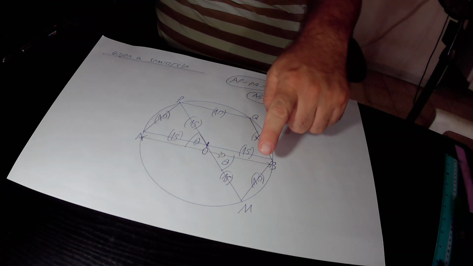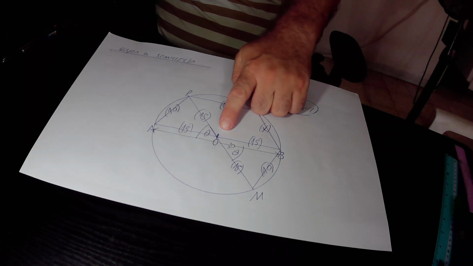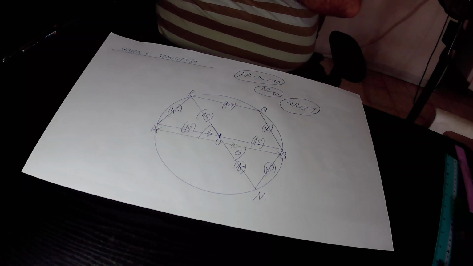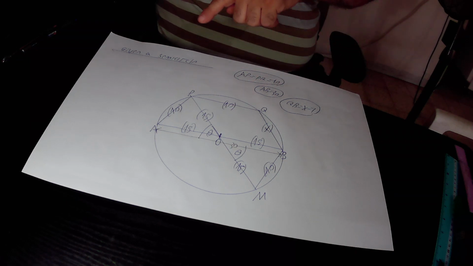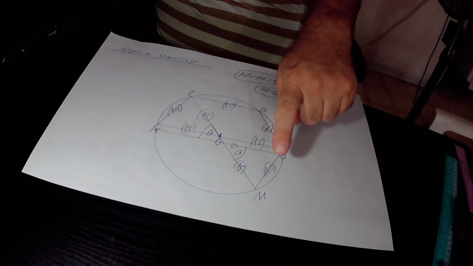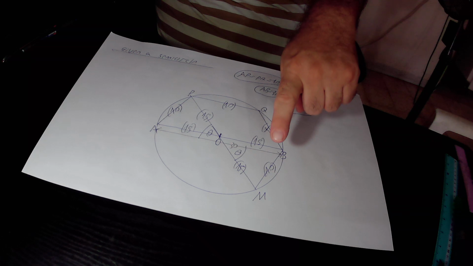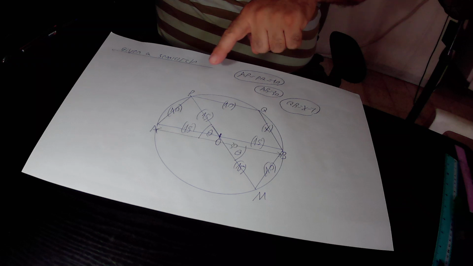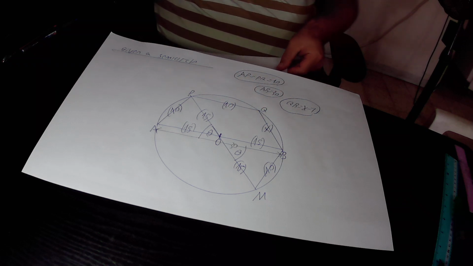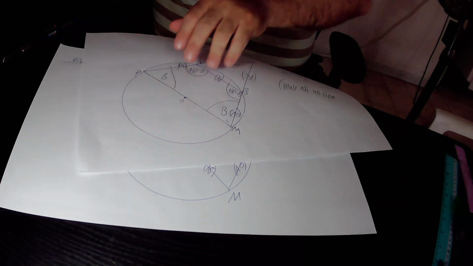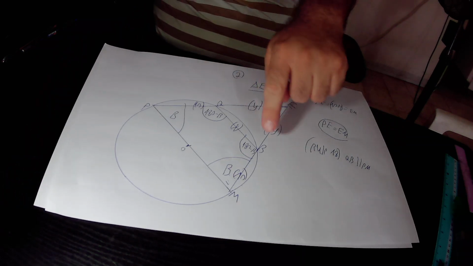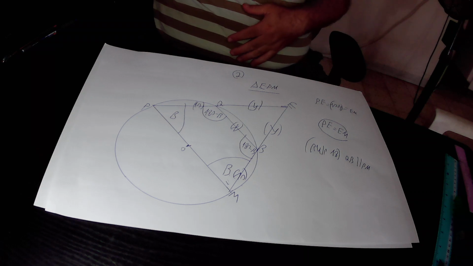Chord PM passes through point O, the center of this circle, and we know that any chord that passes through the center of a circle is a diameter of that circle. So PM is the diameter. So we copy the semicircle with the diameter PM, and on the plate we analyze this semicircle. This is the semicircle with the diameter of PM, which is coming from the original drawing.